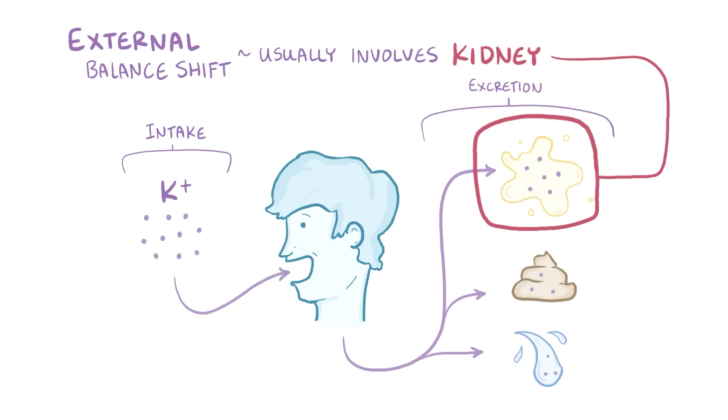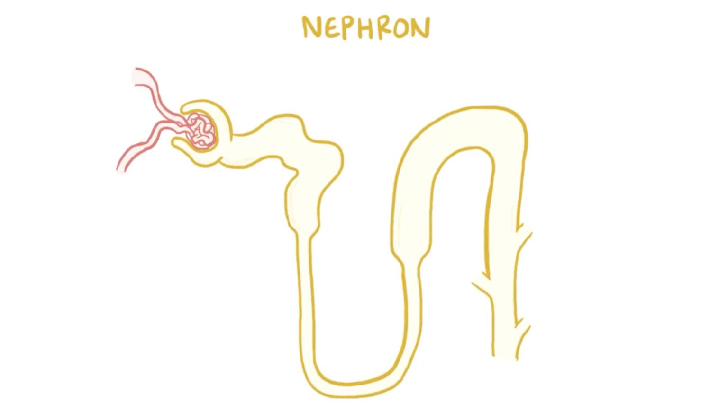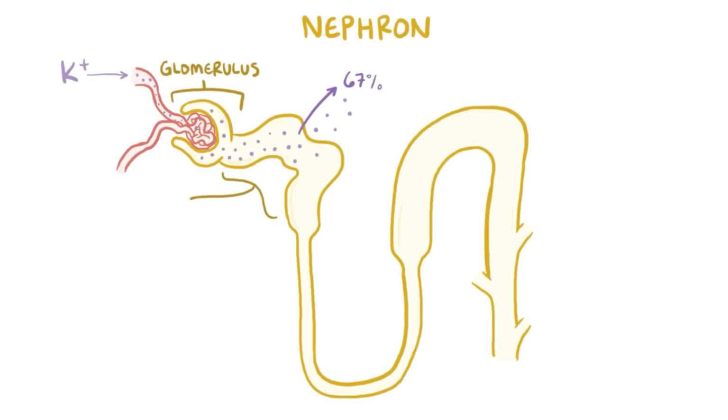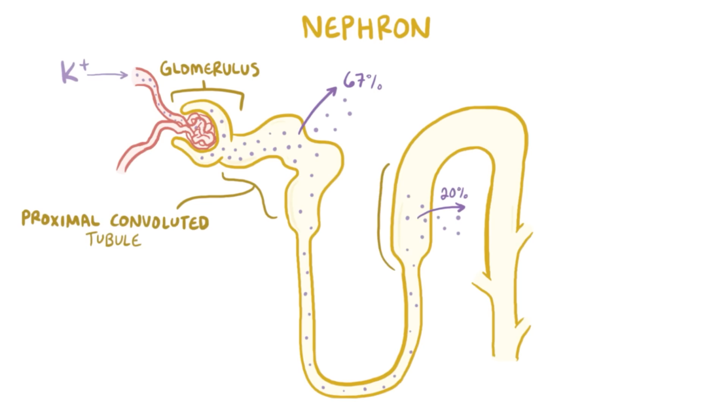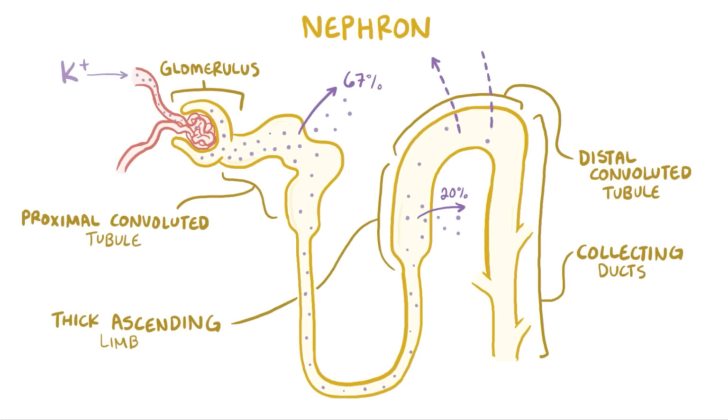The kidney does this by the processes of filtration, reabsorption, and secretion in the nephron. First off, potassium is freely filtered from the blood into the urine at the glomerulus. After that, about 67% is reabsorbed in the proximal convoluted tubule, and an additional 20% is reabsorbed in the thick ascending limb. And that leaves about 13% of the initial amount, right? And at this point, the distal tubule and collecting ducts of the nephron can either reabsorb or secrete potassium depending on what the body needs.